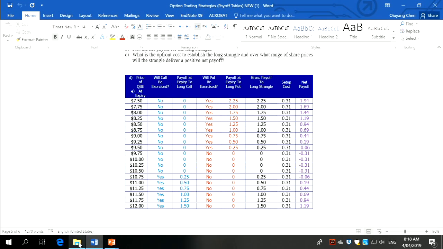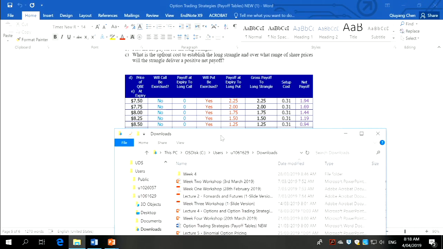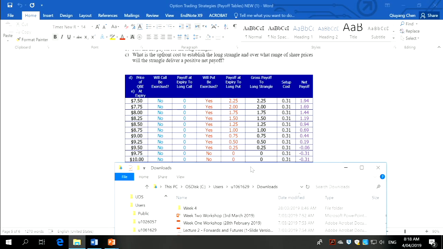Okay? It's very simple. So what if the share price ends up being $8.50? Do you want to exercise your call option? No, you don't want to, right? Because the call option has a strike price of $10.50. So that's way below. What about $10? Do you want to exercise your call? You don't want to exercise your call, right? Because that's still below your strike price. Your strike price is $10.50.